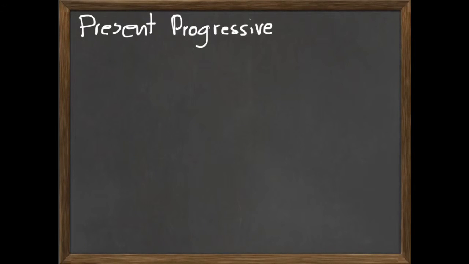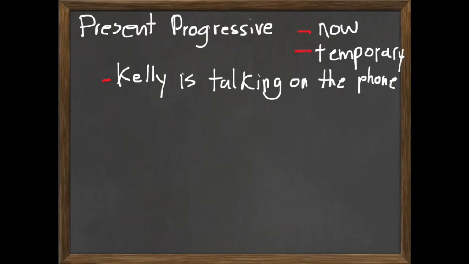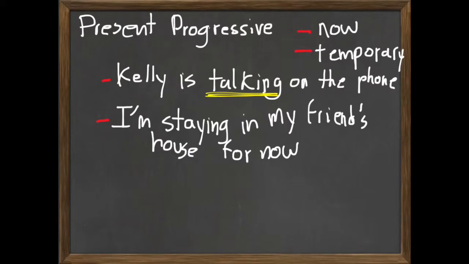Now let's look at the present progressive. The present progressive is used for action that are happening at the moment of speaking, or for temporary states. For example, Kelly is talking on the phone. Talking is a present progressive tense of an action that is happening now. Another example, I'm staying in my friend's house for now. Staying is a state, and it's temporary because I said for now. So later, I will not be staying at my friend's house.